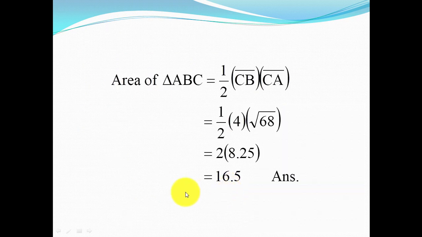Now that we have the base and the breadth, we put these values in the formula of the area of triangle ABC, which is 1 over 2 times length multiplied by width or height. Putting these values in this expression, we get the answer 16.5, which is our requirement. This is the answer of our problem.